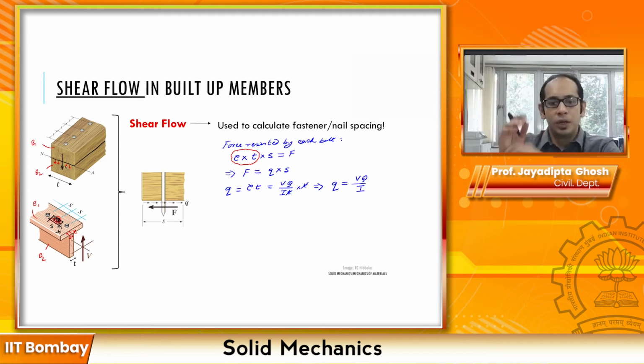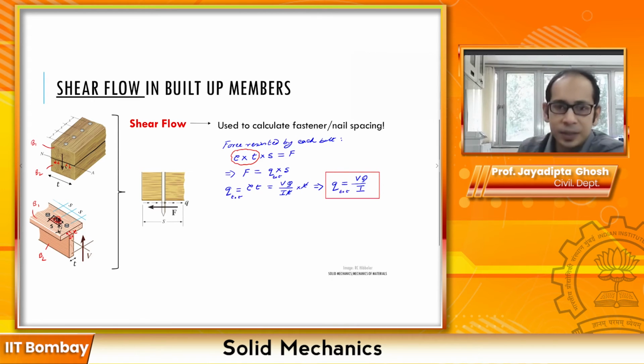Now I have written this just as q, and this q is taking part in resisting the total shear V. Since it's resisting the total shear V, I'm going to write this q as q total, or q tot. We will see why I'm writing it as total, because in some cases you may have two rows of nails. We'll come to that example. So just for the sake of discussion, let's make this q as q total.